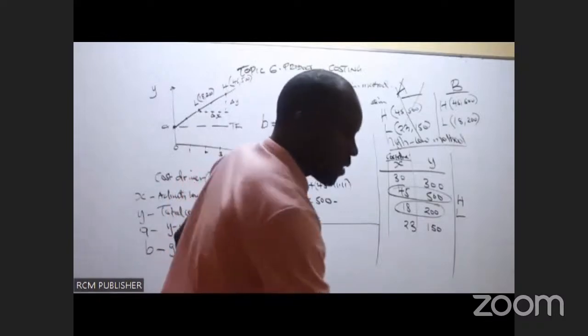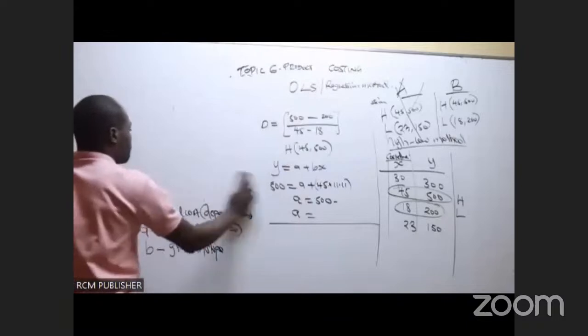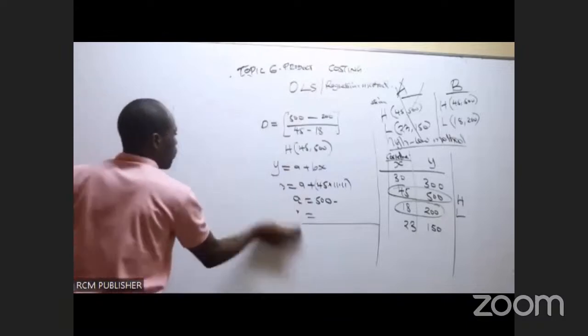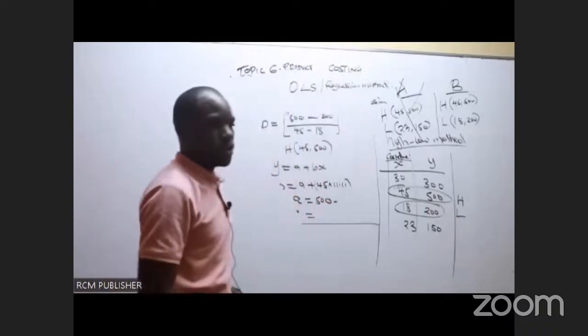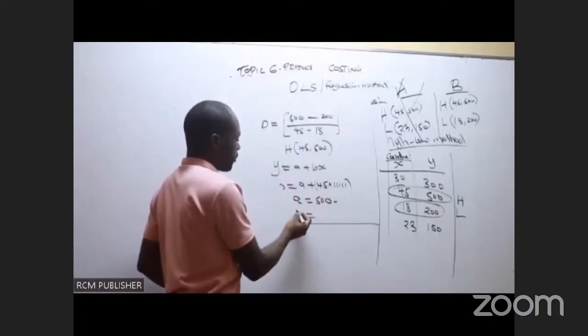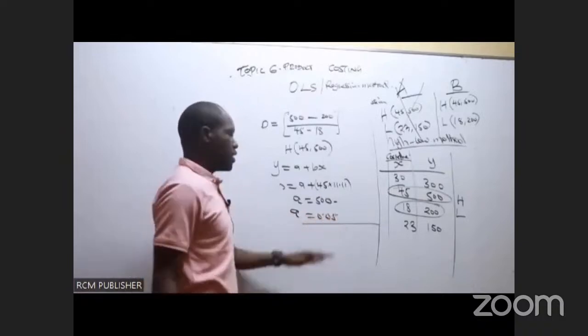So I believe that's clear. I believe that is clear. Okay, I'm told it is 0.05, so your A is 0.05.